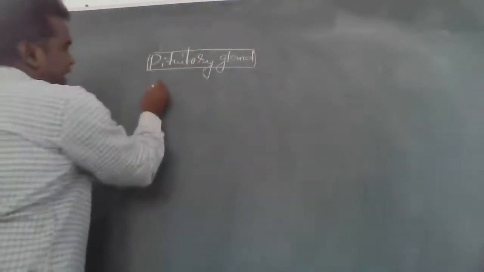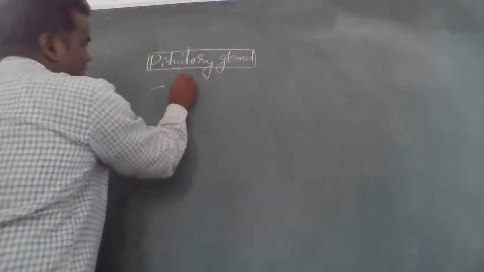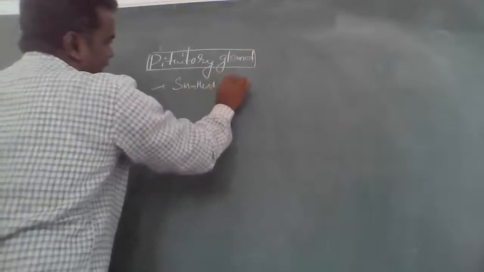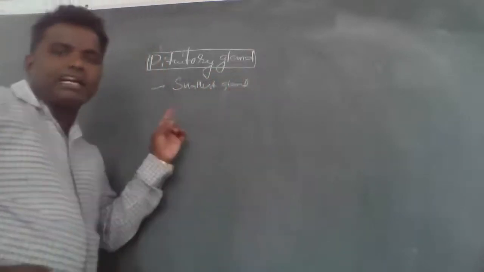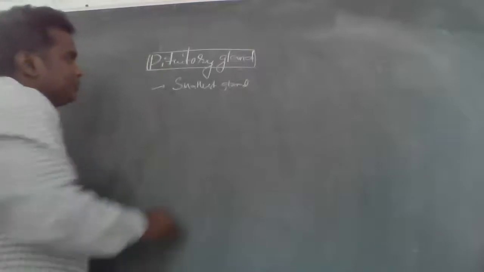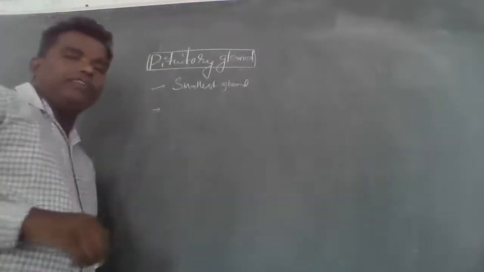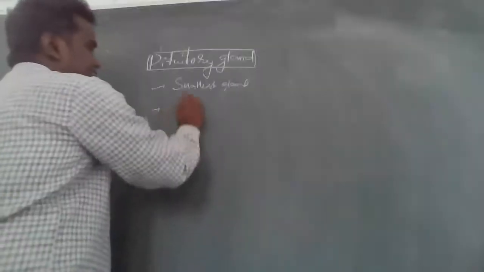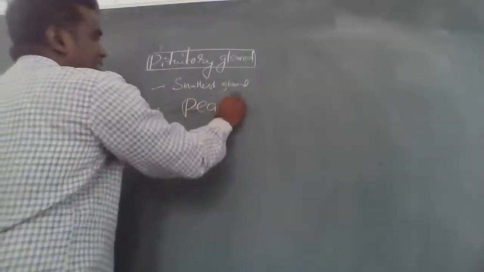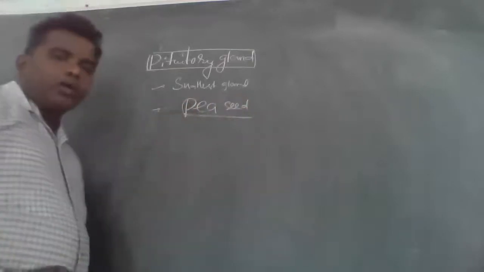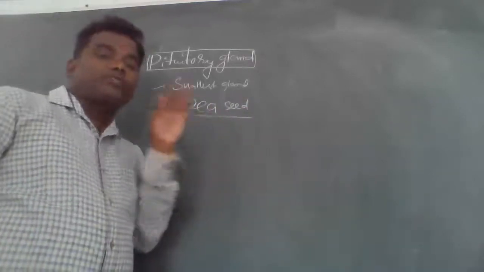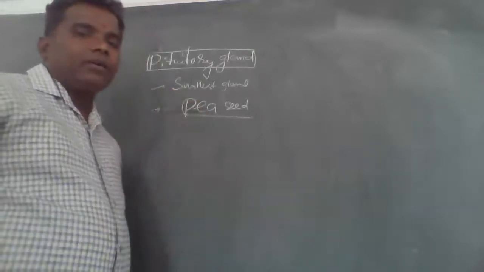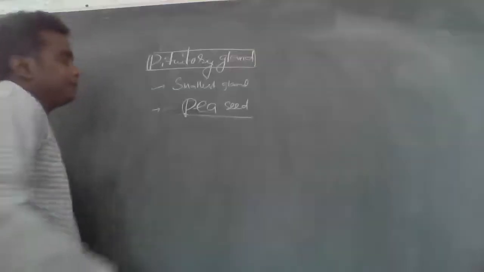The pituitary gland is the smallest gland. It is which shape? It is P-shaped, the shape looks like a small gland. It is present in the brain. Okay, so that is the pituitary gland.